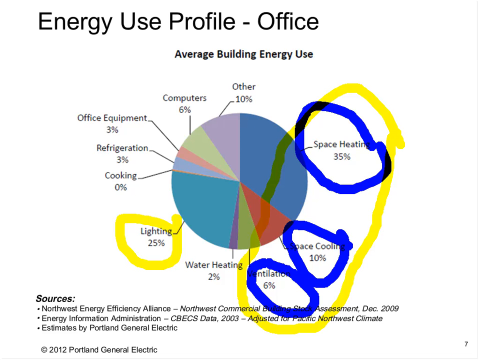And keep in mind that this is kind of the average office building, so you may not be an average office building. You may be in a building where you have a lot of computers, and maybe your computer load is higher than just 6%. Or, any number of iterations are out there.